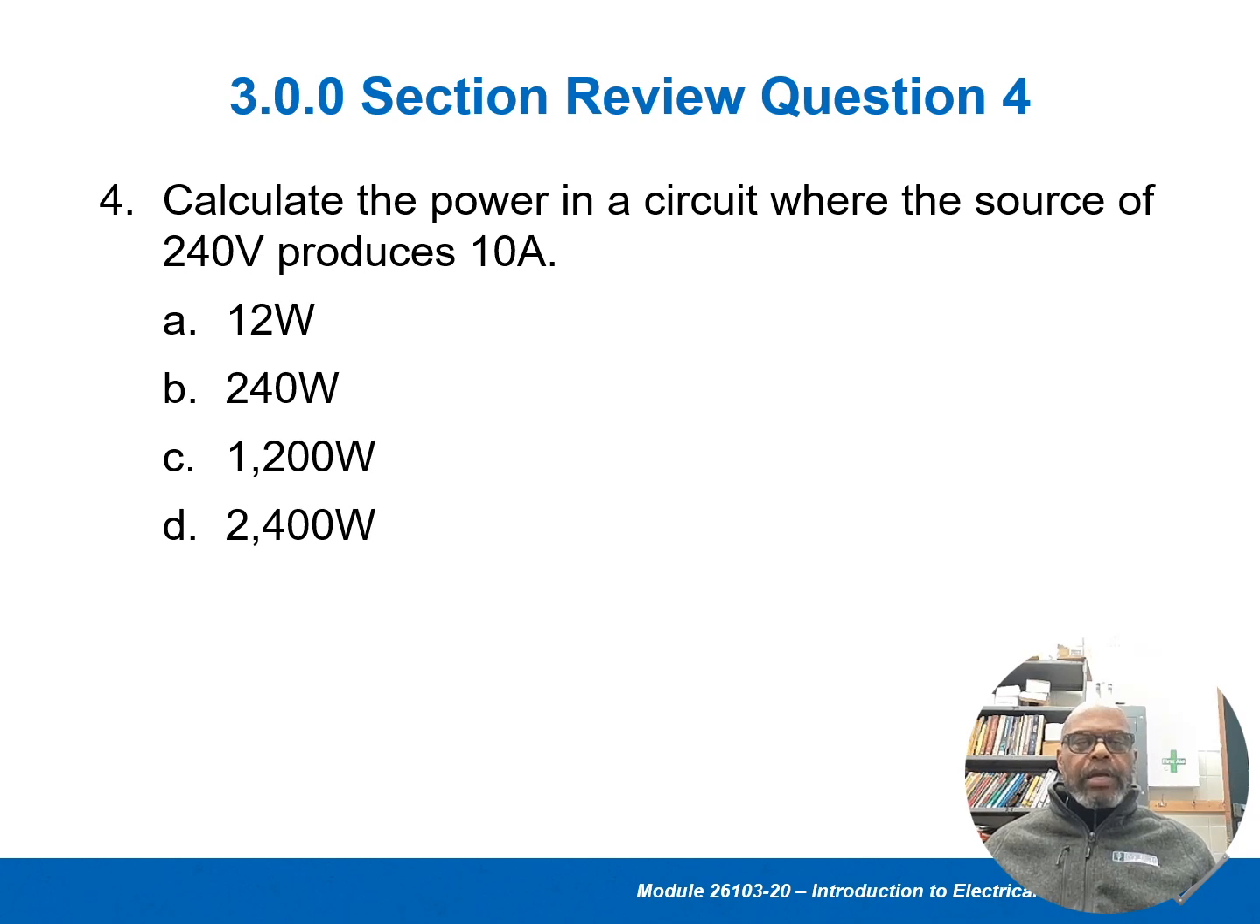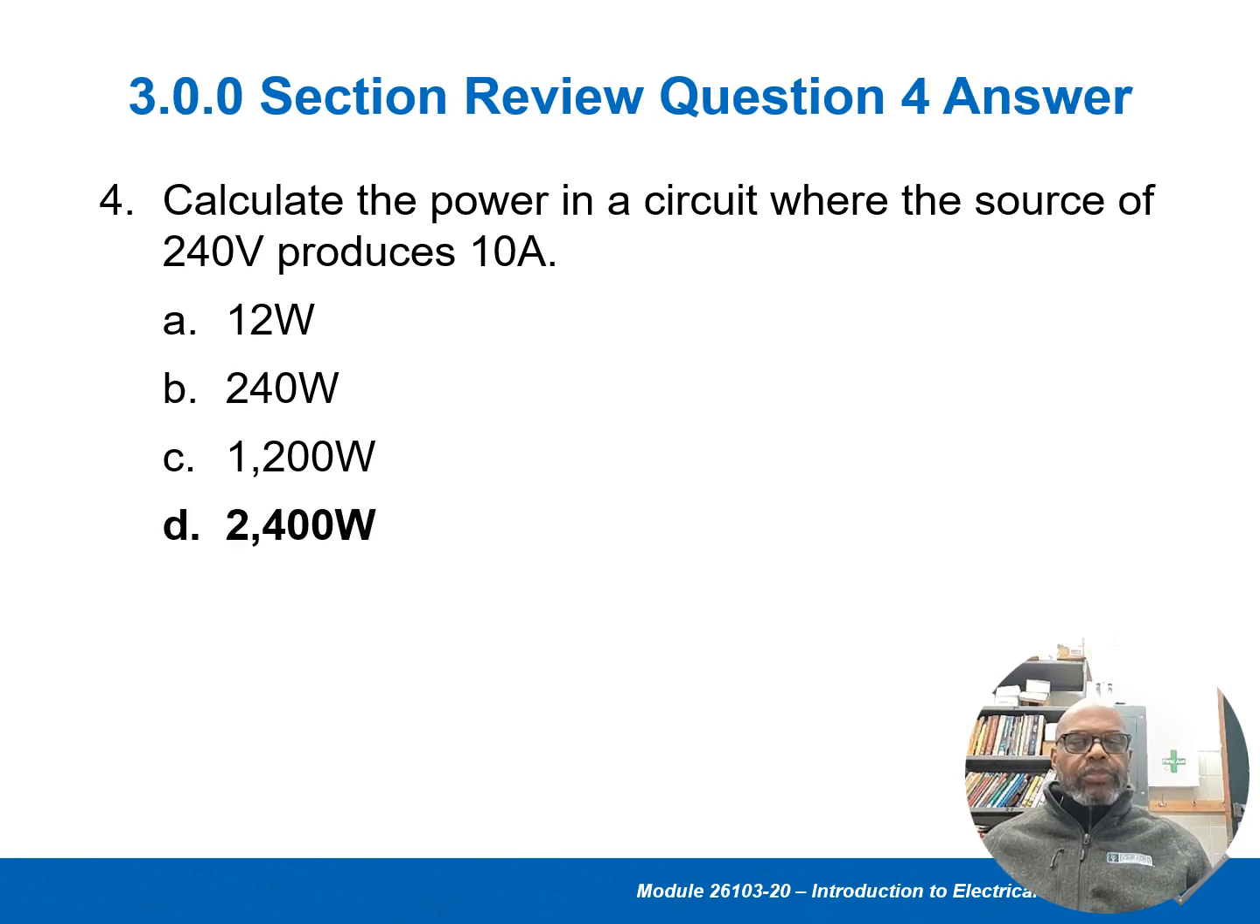Next question. Calculate the power in a circuit. Power, again, we're talking about watts. Calculate the power in a circuit where the source of 140 volts produces 10 amps. So again, you got to remember what the formula is. Your readings should have told you that the formula says power equals voltage times amperage. So if you multiply those two, you will come up with the correct answer, which is 2400 watts.